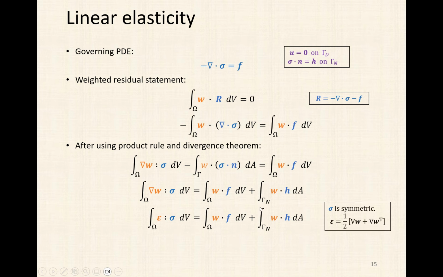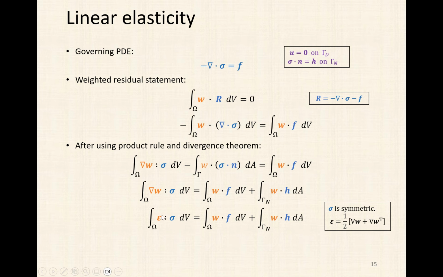And we can write this using epsilon. Now we notice that sigma is a second order symmetric tensor. So instead of del w, we can have a symmetric form. So epsilon, which is the small strain tensor, is the half of del w plus del w transpose, and that makes it symmetric. So instead of del w double colon sigma, we have epsilon double colon sigma. Instead of w, we have epsilon, and this doesn't change anything here.